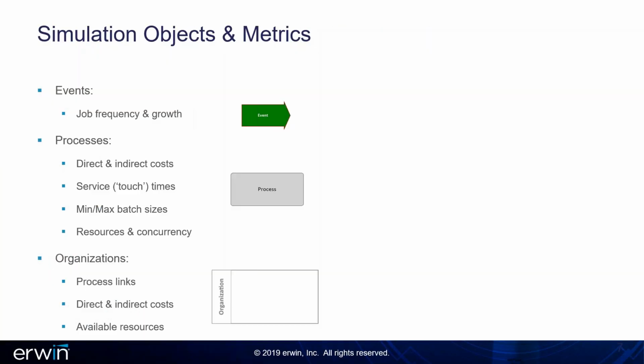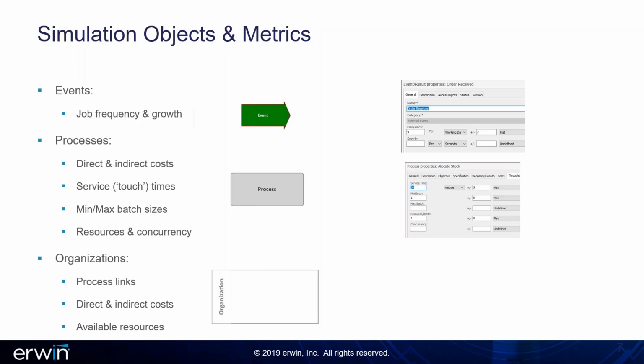There are different objects that are used for simulation. Events have a job frequency and growth, which we use for simulation. Processes have the most number of properties. There's service time, which is how long a process takes to execute. Minimum and maximum batch is the number of processes we do at any given time, plus or minus a variation. And these are all based on statistical distribution.